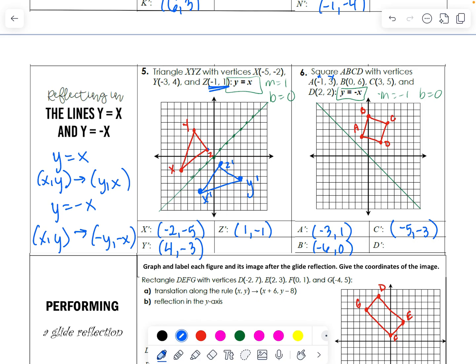And for D prime, it's 2, 2. That one's kind of easier. I get the -2, -2. All right, so flip and take the negative, to kind of understand that that's like that negative slope.